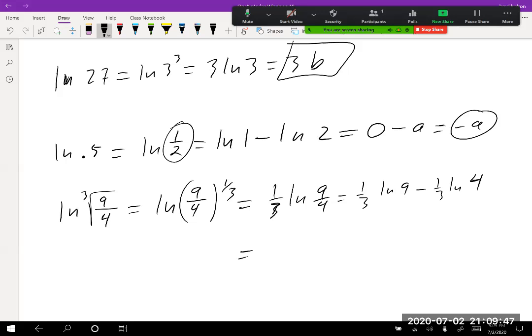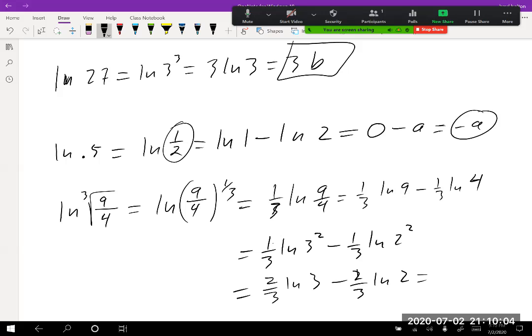So now this will become 1/3 natural log of 3 squared minus 1/3 natural log of 2 squared. So I think you guys see it now. This will be 2/3 natural log of 3 minus 2/3 natural log of 2. I guess we could factor out the 2/3, so it's 2/3 times B minus A. And that would be our answer for that.